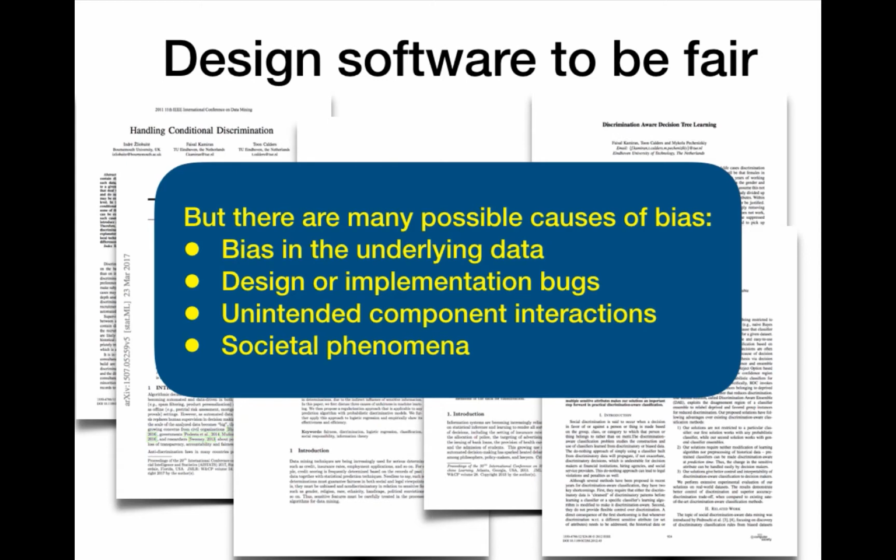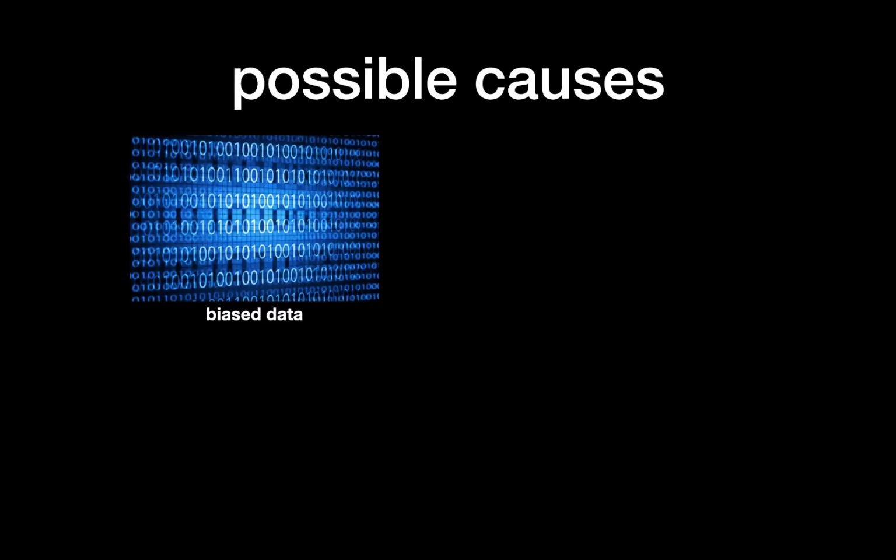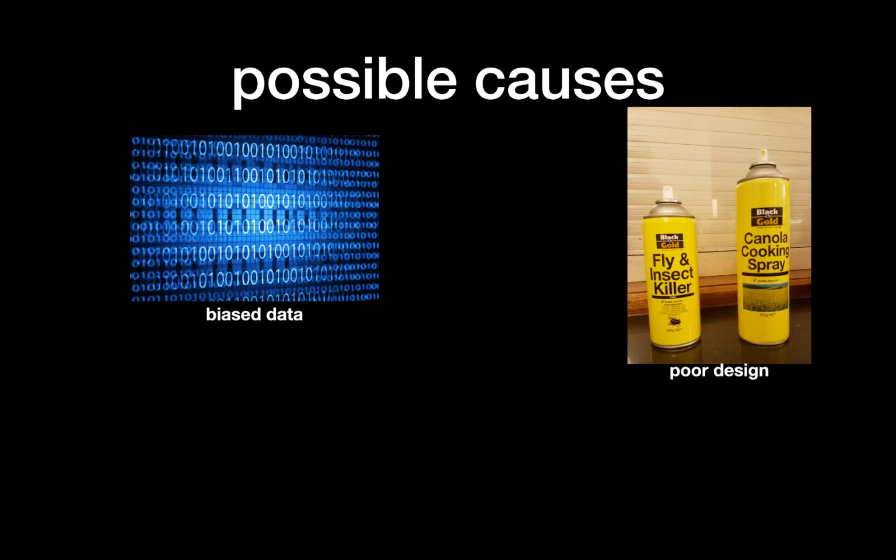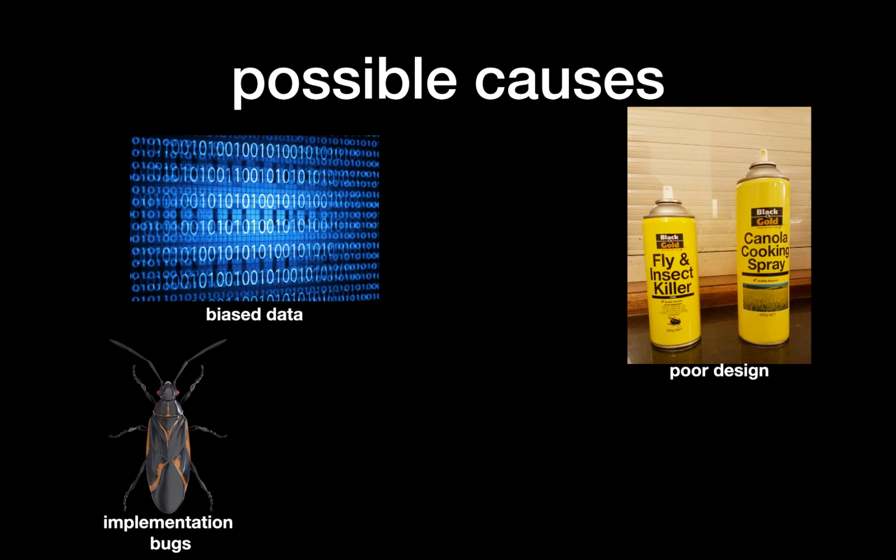Even the best designed software today routinely has bugs. What we need are tools that detect bias in software that can inform both developers and users and helps developers improve the software. There are many possible causes of bias bugs. Learning from biased data is one of them. But poor system design could lead to bias as well. And bugs in the implementation can cause bias.